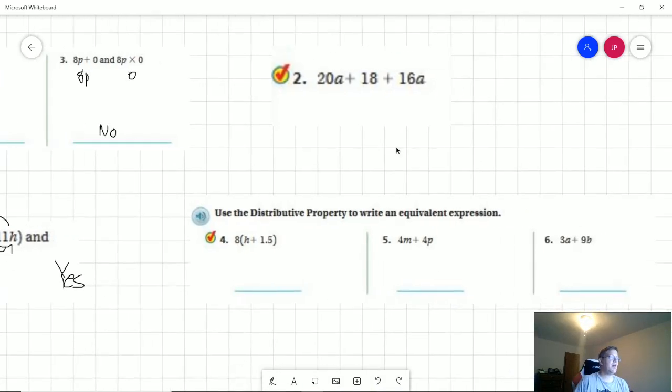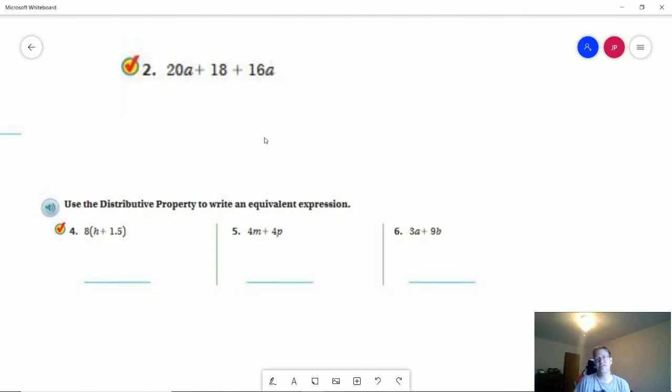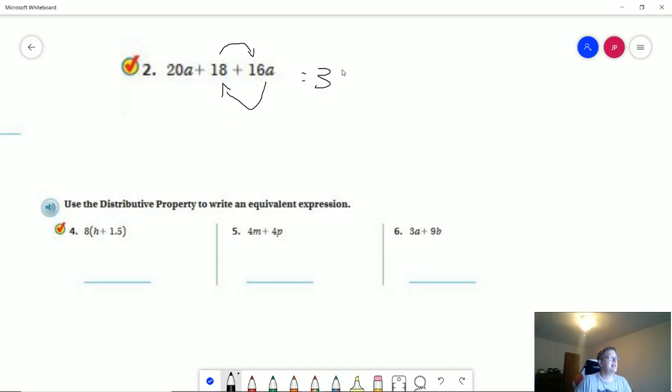Now let's take a look at a couple strategies for coming up with equivalent expressions. One of the things that I just did, we can actually use for this. We can use the commutative property and switch the order of these two addends around, and then add the 20a plus 16a, which would give us 36a, and then we can have our plus 18. This is reducing the number of terms in our expression, and that would be an example of one way that we might make an equivalent expression.